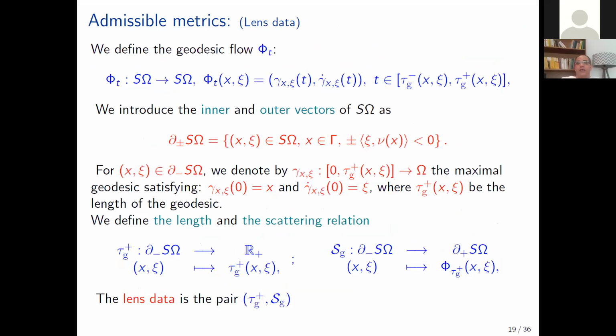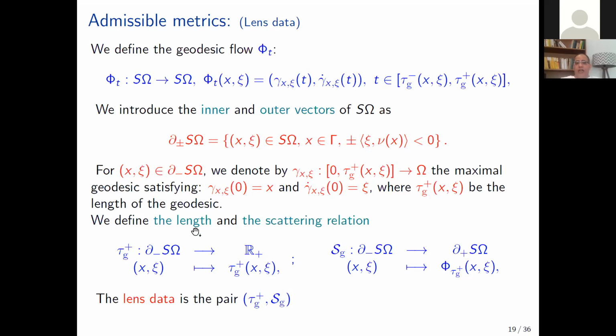So this additional assumption is about the geodesic flow, or the lens data, of the corresponding metrics g1 and g2. At first, we consider the geodesic flow corresponding to the metric g in the classical way. Then the geodesic flow is the pair of the geodesic gamma and the derivative of the geodesic gamma starting from x in the direction xi. Here is the time interval of the existence of this geodesic. Then we introduce these two sets of inner and outer vectors of S Omega. S Omega is the unit sphere of the tangent bundle.